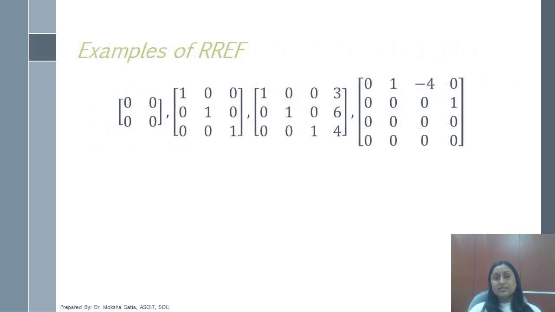So here are the examples of reduced row echelon form. First one is a zero matrix. It is in a reduced row echelon form. The second one, identity matrix of order 3. It is also in a reduced row echelon form.